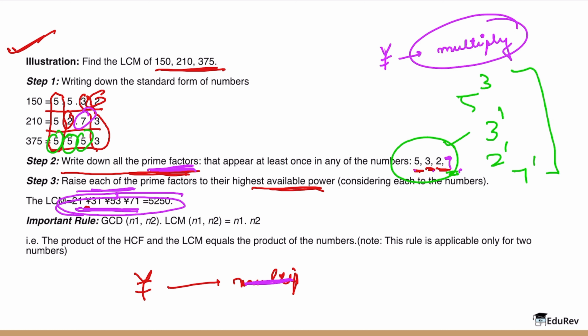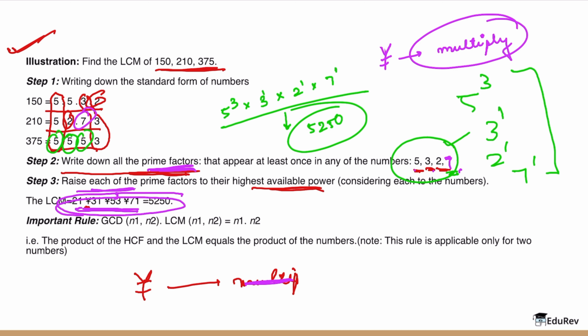So I'm going to multiply all of these: 5 to the power 3 into 3 to the power 1 into 2 to the power 1 into 7 to the power 1. And this whole thing comes to 5250, and this is my LCM. So the LCM of the numbers is 5250.